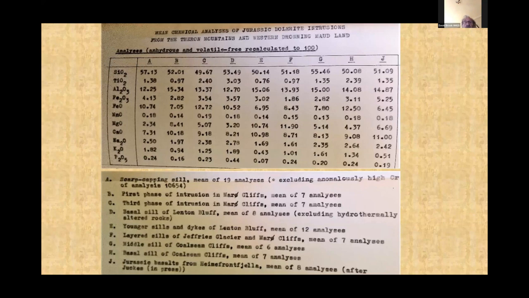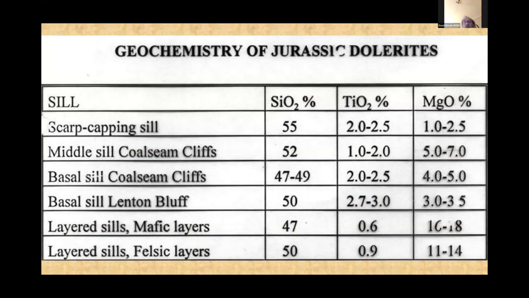Next, and that shows 2 or 3 of the significant elements and their variation between the major seals, the scalp capping seal, the middle seal called seam clips, basal seals called seam clips and Lenten Bluff, and the 2-layered seals.